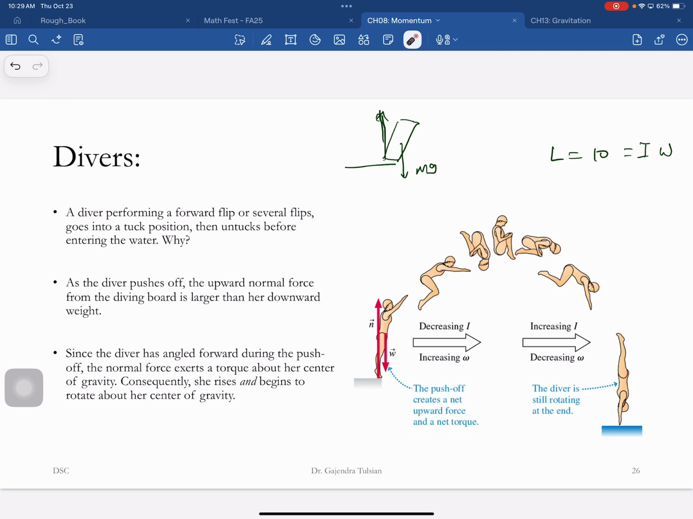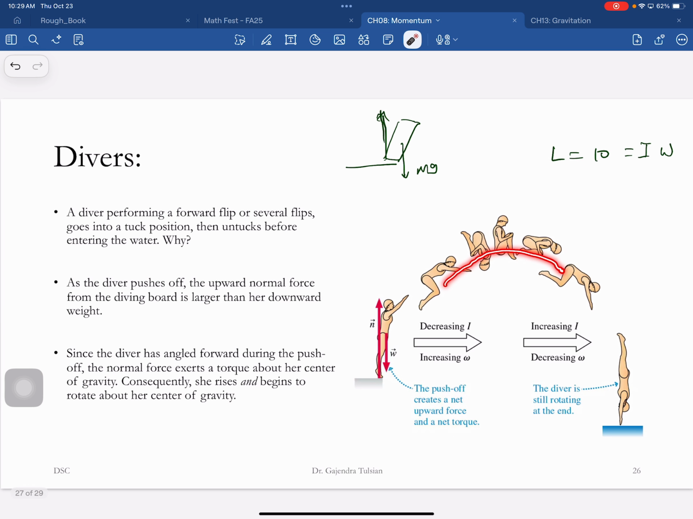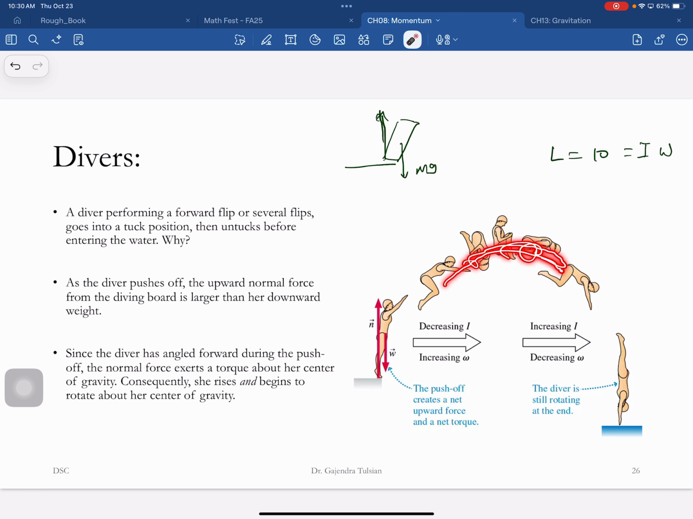So if you want to spin faster, all you have to do is tuck yourself in. Reduce this and you'll spin faster. And when you don't want to spin fast, you untuck yourself, increase this. So if you have to do 3 spins, then you tuck yourself for a longer time, you do the spin, and then when you want to stop spinning, you untuck yourself. By the way, when she hits the water, she's still turning. She's got to time it perfectly so she appears like she's going straight into the water. But she's still turning.